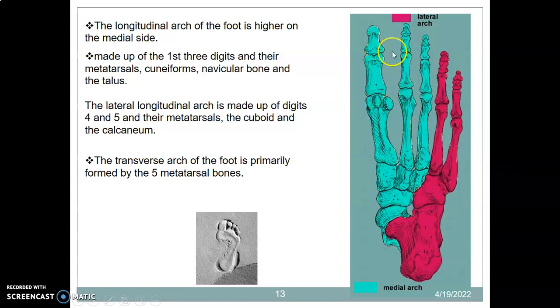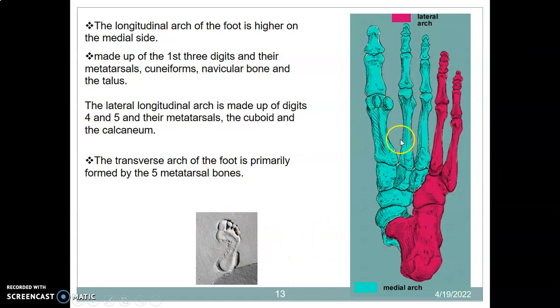The medial arc is formed by the 3 medial metatarsals, 3 cuneiforms, navicular, and talus, and the lateral longitudinal arc by digits 4 and 5, with metatarsals 4 and 5, the cuboid, and the calcaneus. But we also have the transverse arc of the foot, and it's mainly formed by the 5 metatarsals, which form the transverse arc of the foot.